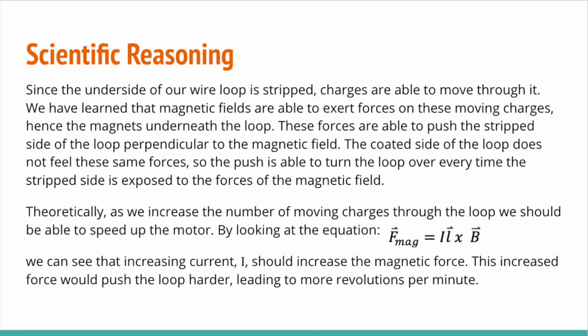Theoretically, as we increase the number of moving charges through the loop, we should be able to speed up the motor. By looking at the equation that follows, we can see that increasing current, I, should increase the magnetic force. This increased force would push the loop harder, leading to more revolutions per minute.